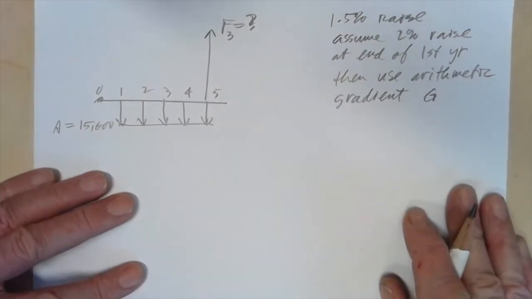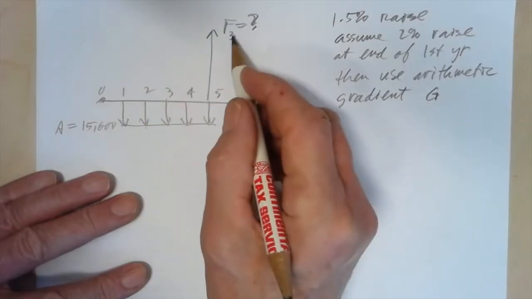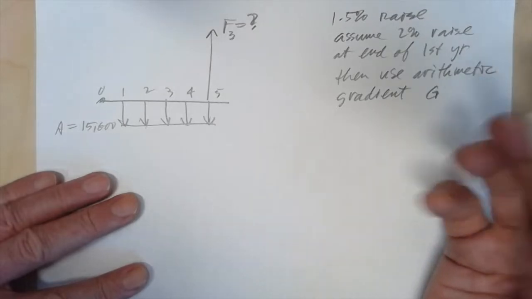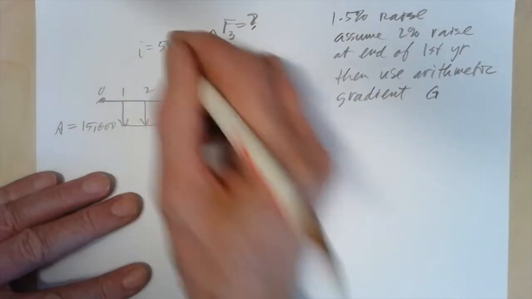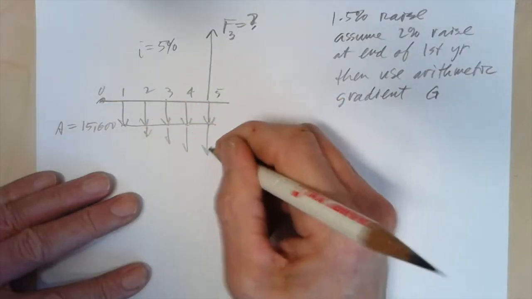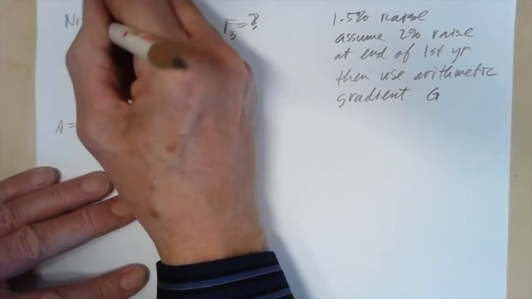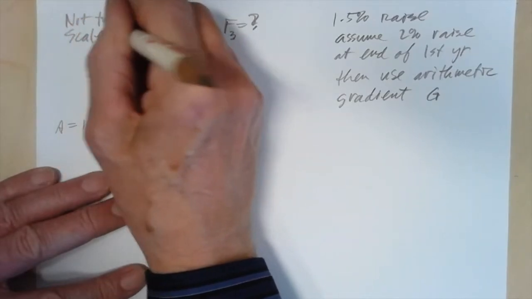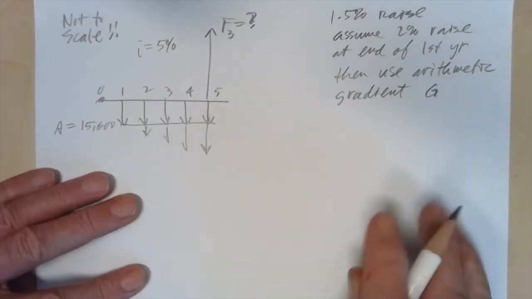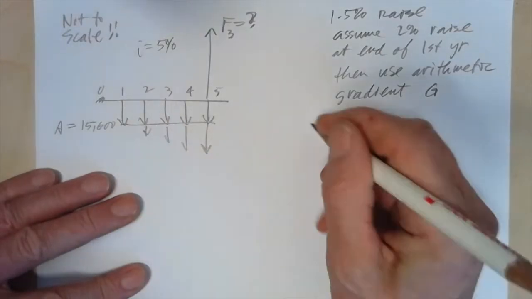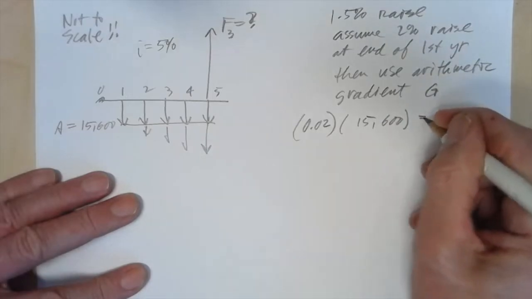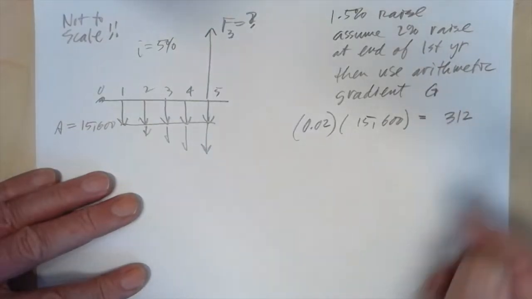All right, so what that means is this. I have an F sub 3. Why is that 3? Because the F sub 1 was for the P, F sub 2 was for the A. F sub 3 is now for my G. Now notice this. By the way, these are not to scale. Obviously, they're not to scale. All right. So what is my G? 2% of my first A of $15,600 is equal to $312. So this is what I'm going to call a G.